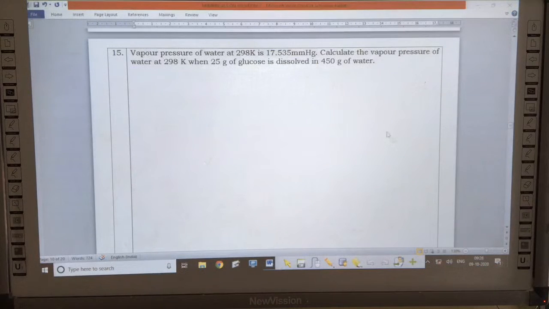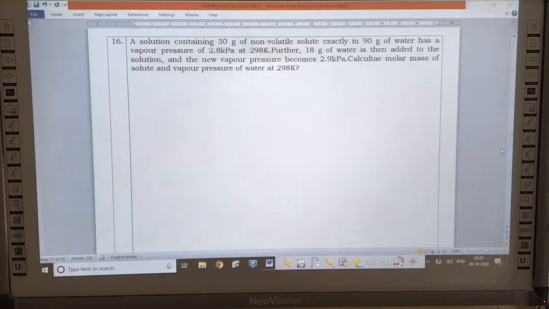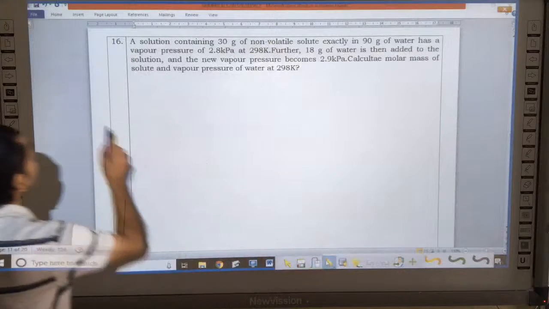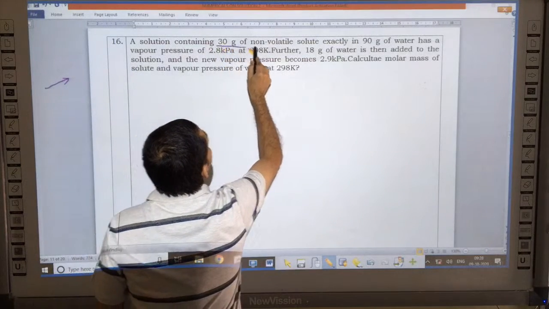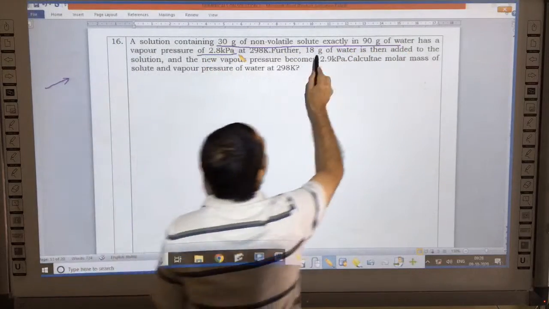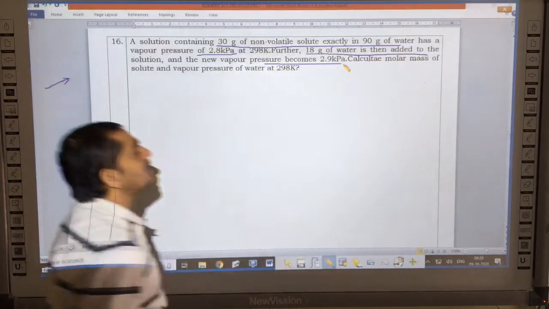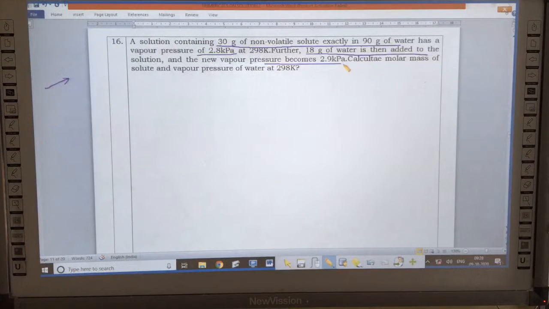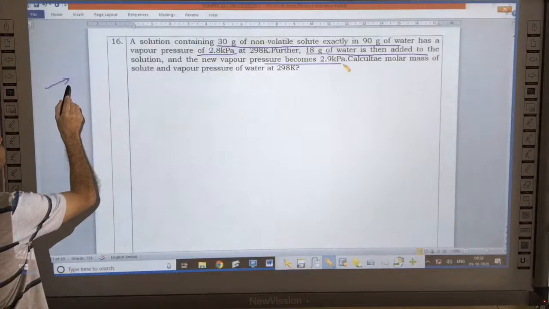Next part, let us see. Now this is an important numerical. A solution containing 30 gram of non-volatile solute. Read over here, there are two parts. 30 gram of non-volatile solute, 90 gram of water has vapor pressure of this. This is part 1, this is part 2. We have to calculate two parts. First is molar mass, second is vapor pressure. A solution containing 30 gram, this is case first. Let us solve case first.